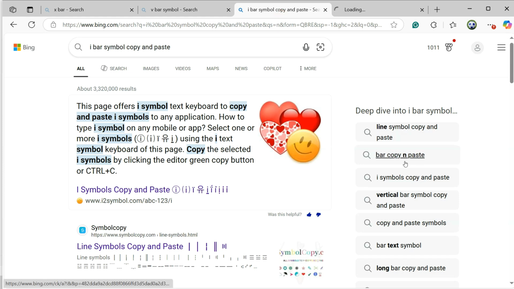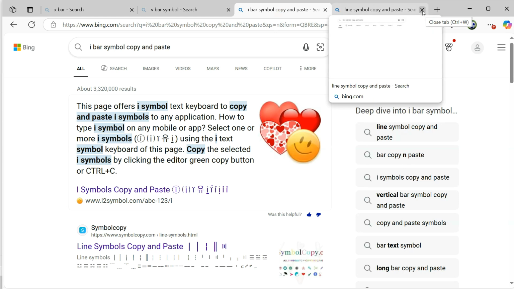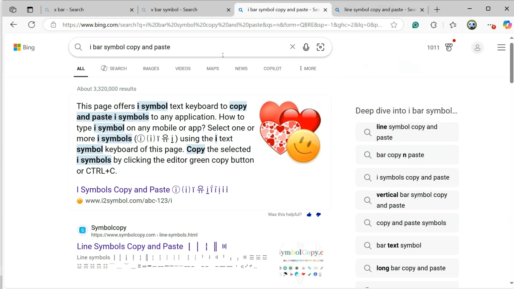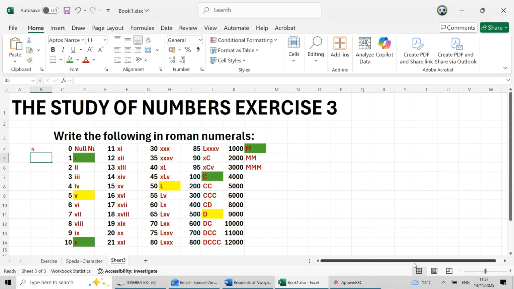I think there are certain things that cannot be found on the internet. Even the AI tool cannot produce I bar. That's why AI cannot be equivalent to human. Let us go and do it manually. I bar, let me go to my board.